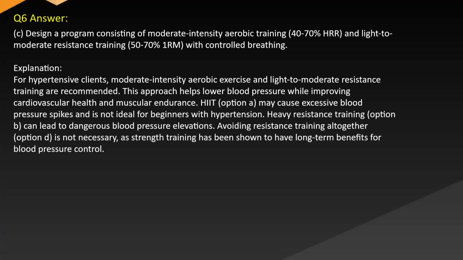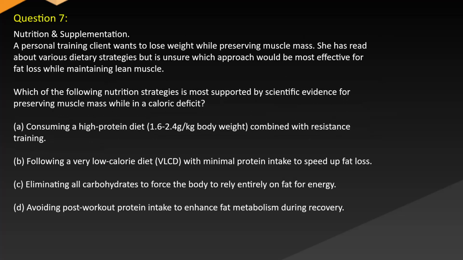Option A may cause excessive blood pressure spikes and is not ideal for beginners with hypertension. Heavy resistance training, option B, can lead to dangerous blood pressure elevations. Avoiding resistance training altogether, option D, is not necessary as strength training has been shown to have long-term benefits for blood pressure control.